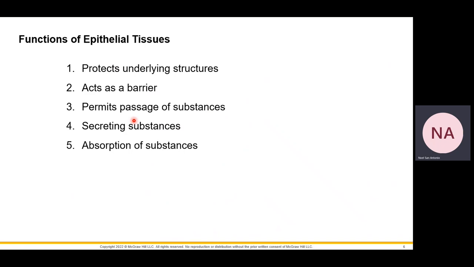Kaya nga sabi natin, the cell membrane, di ba? When we discussed the cell membrane, it is selectively permeable, which allows passage of certain substances. And in the case of glandular tissue, which falls under epithelial tissue, as we have said earlier, these kinds of tissues also function to secrete substances, both exocrine and endocrine glands, okay, functions like that, secreting substances.